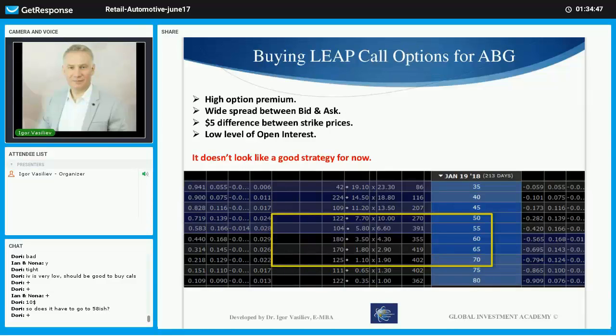Actually, I'm looking at maybe doing something like that again, but CVS now looks like it's on a downtrend and the indicators are not in the right place yet. So I'm going to pay attention to that. So it doesn't look like a good strategy for now, especially for ABG right now.